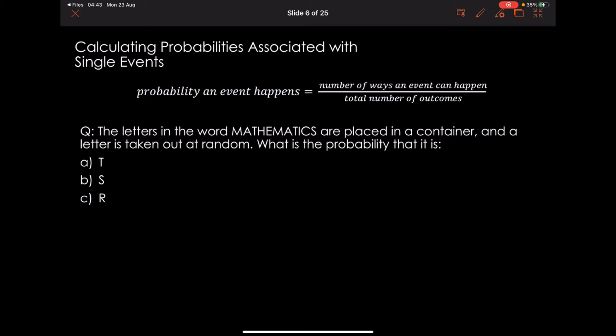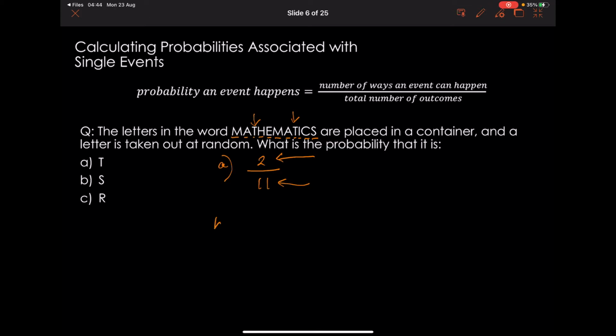Now then, first of all, question A, the probability of choosing a T. Well, first of all, let's look how many T's there are. There's one there and one there. So that's 2 T's out of, and then we've just got to count how many letters. 1, 2, 3, 4, 5, 6, 7, 8, 9, 10, 11. So it's 2 out of a total of 11. The probability of choosing a T is the number of ways an event could happen, so T comes up twice, over the top of the total number of outcomes, which is 11.